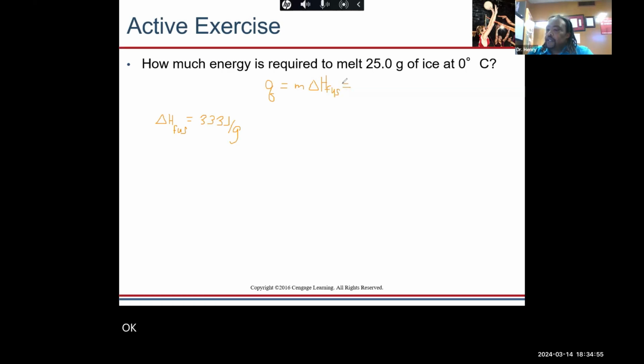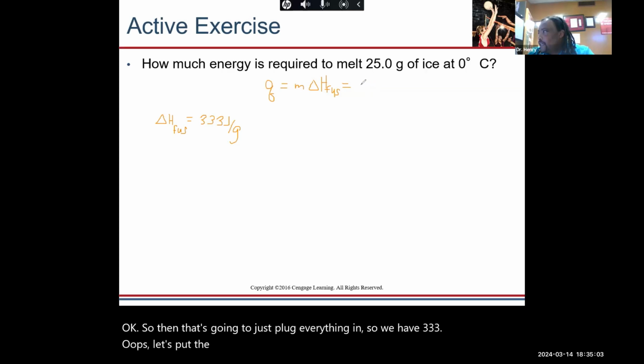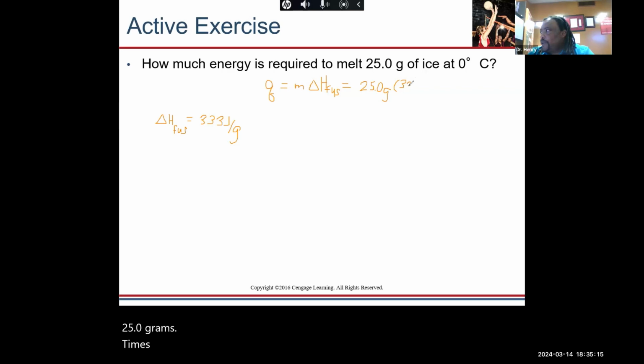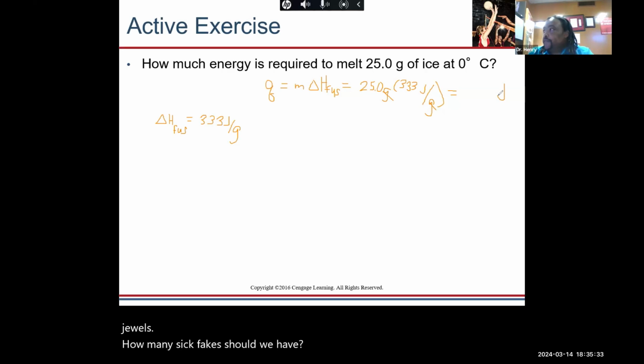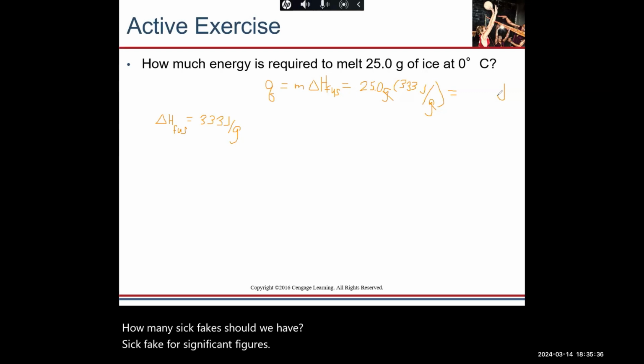Okay, so then we just plug everything in. Let's put the mass in first: 25.0 grams times 333 joules per gram. Those grams are going to cancel out and we're going to be left with just joules. How many sig figs should we have? Sig figs for significant figures. We should have 3 sig figs. That's right.